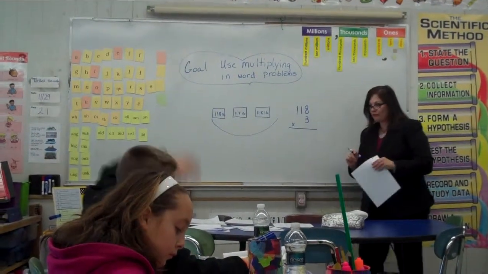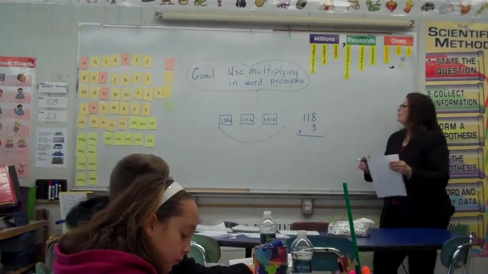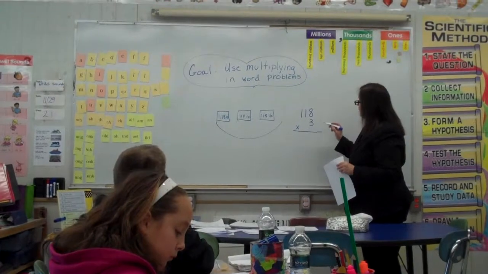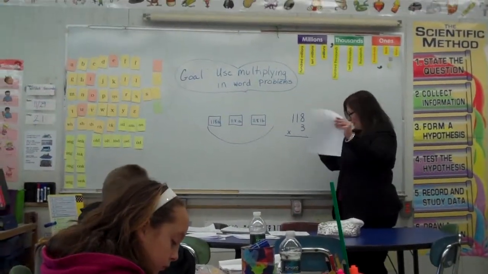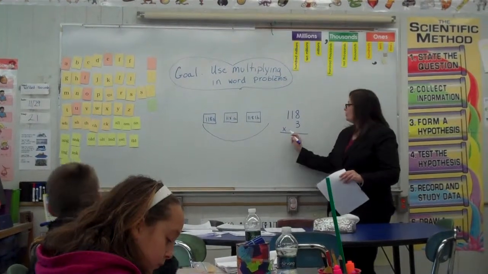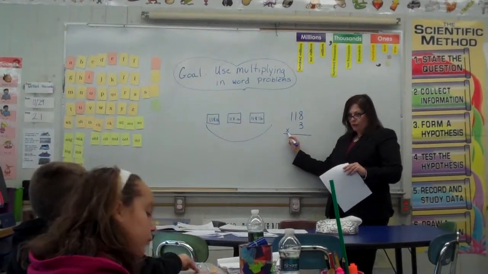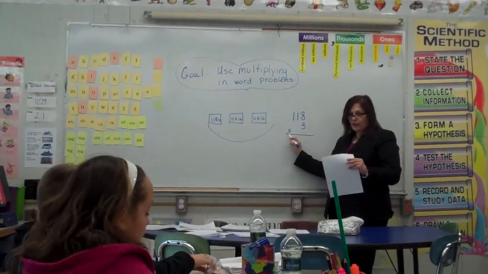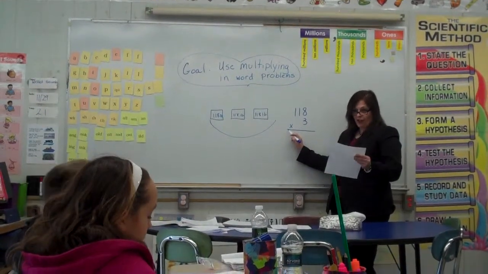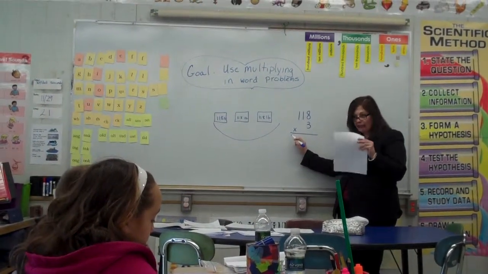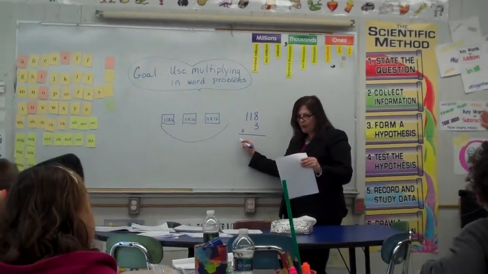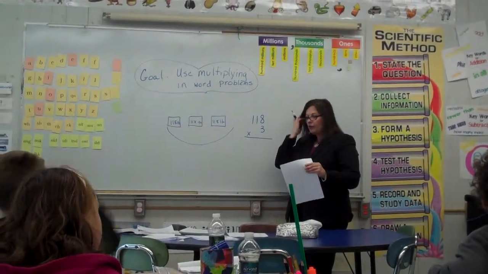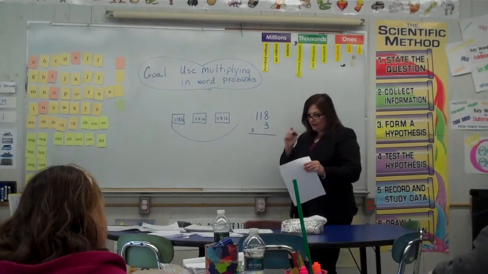Who can solve this problem for me? William, what's the first thing that I do? You add the 8 and the 3 times. Oh, you're going to multiply, not add. You have to look at your operation. You really have to know what you're doing, okay? So when you look at a math problem, you have to think to yourself, okay, what am I going to do here? Okay, go ahead.